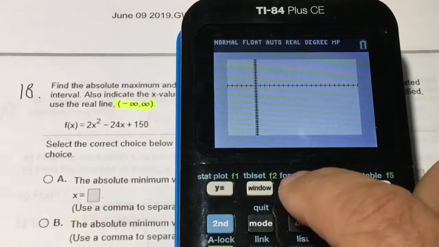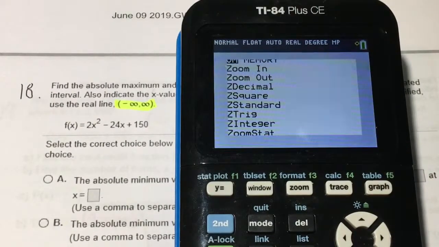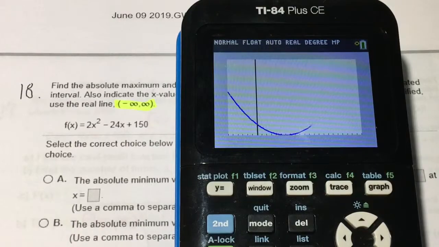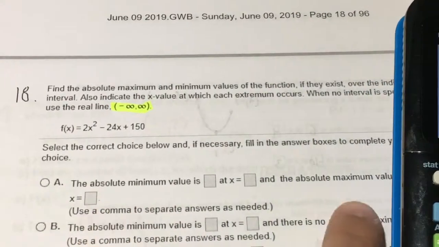So I'm going to do this thing called zoom fit. Zoom, and I'm going to scroll until I see the word fit. So zoom fit. And let's see what that does to our drawing. Notice it's in our screen now, at least. And that's going to give me a minimum. So I want to know what the absolute minimum is, and the absolute maximum. There is no max.